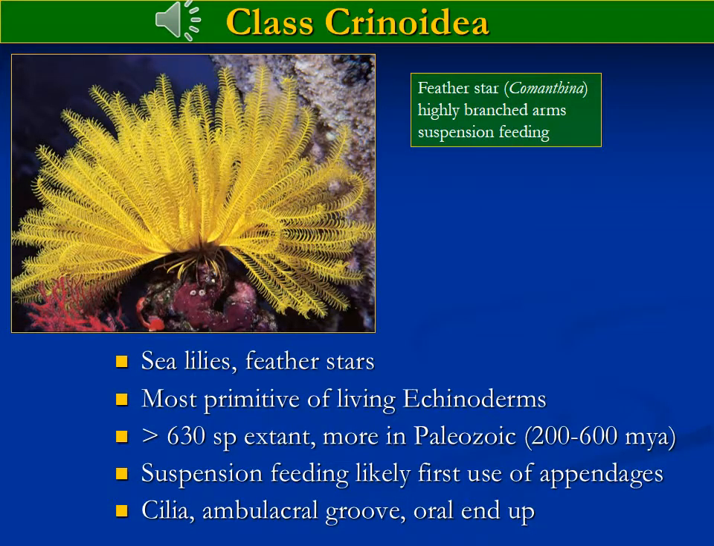So let's move into class Crinoidea. The picture on the slide depicts a feather star, and you can see that there's highly branched arms that are used in suspension feeding. In this case, the oral end is up. For all of the other echinoderms, the oral end is pointed downward. These are considered to be the most primitive of the living echinoderms.